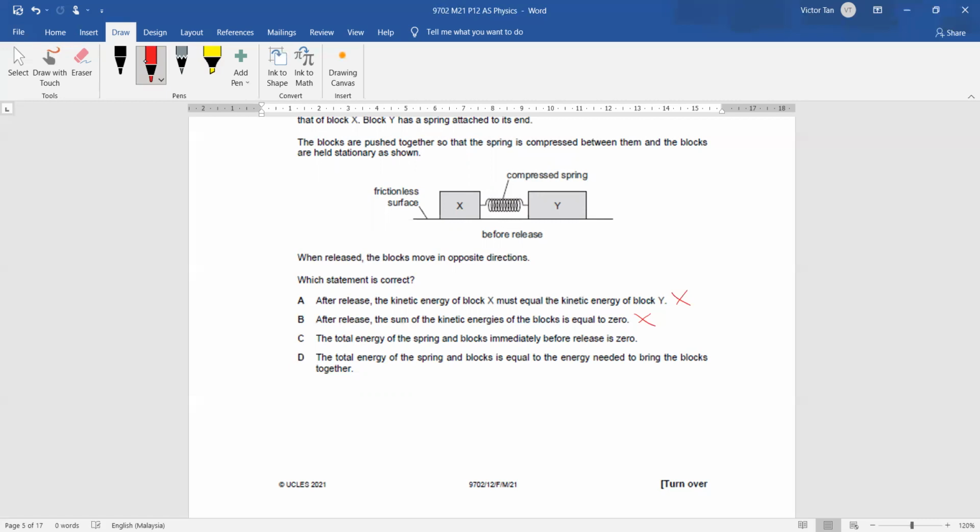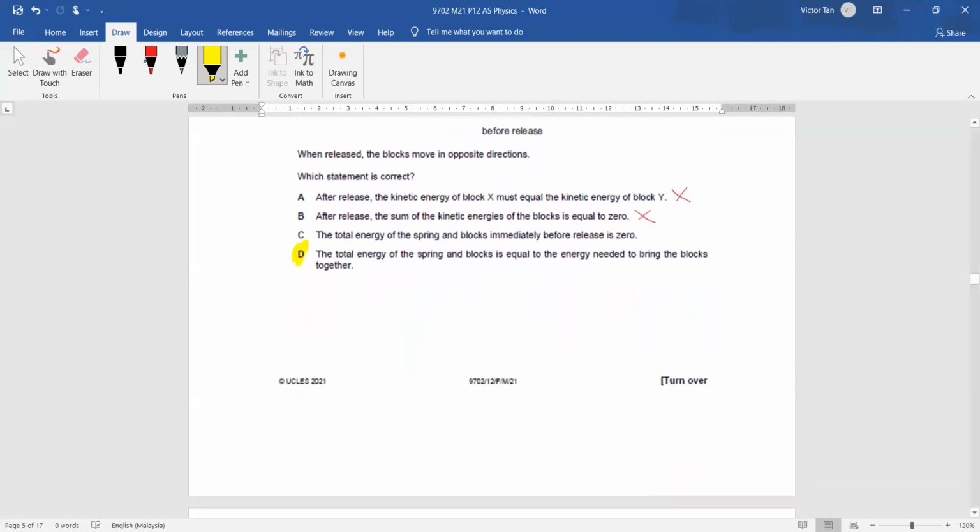The total energy of the spring and blocks immediately before release is 0. This is possible. The total energy of the spring and blocks is equal to the energy needed to bring the blocks together. So the total energy cannot be 0. C is not possible, so the answer is D. This means the energy needed to bring the blocks together equals the energy in the spring and the blocks. Okay.